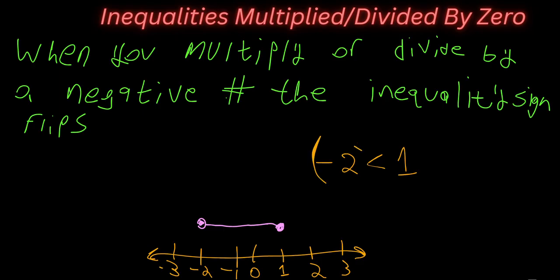Well, what if we multiplied both sides by -1? Let's do that. This becomes 2 is greater than -1. That's the logic there. Then we graph it. So 2 is greater than -1.